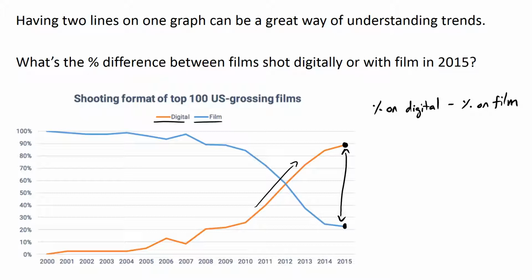So the percent shot on digital looks like it's pretty close to 90%, so let's call it about 89%. And we're going to subtract the percent shot on film, which is pretty close to 20, maybe that's about 22% here, reading over across the y-axis. So 89 minus 22 is 67%. So 67% more films are shot digitally than using film.